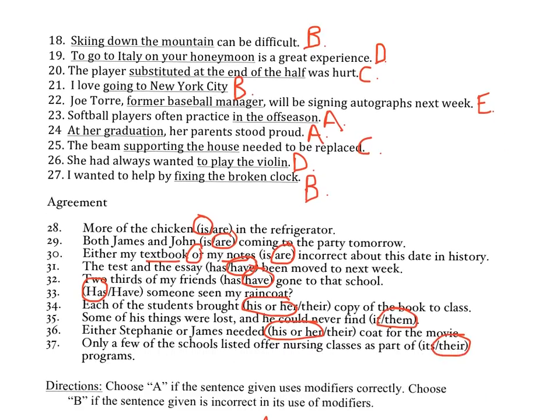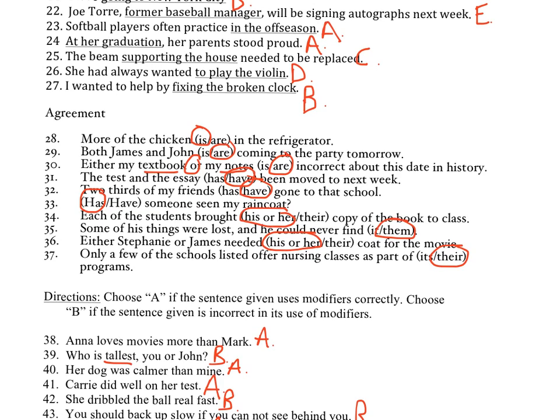Let's move on to talking about agreement. Agreement will be in 2 parts, subject, verb, and pronoun antecedent, and they're both found here. Topics are the same, though. Whether it's pronoun antecedent or subject, verb, you're going to have indefinite pronouns, compounds, collectives, special cases, so be on alert for those things. More of the chicken is in the refrigerator.